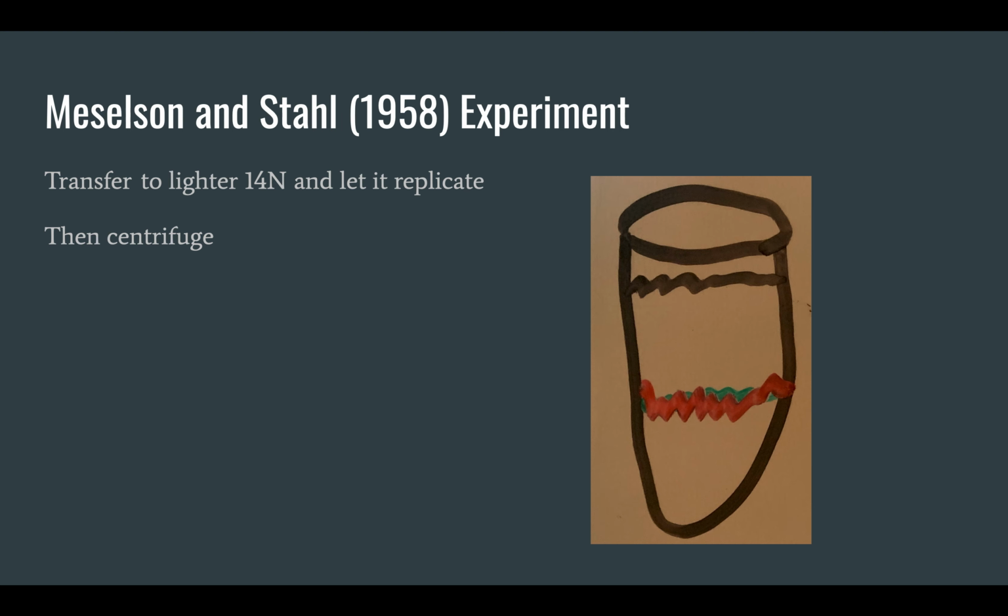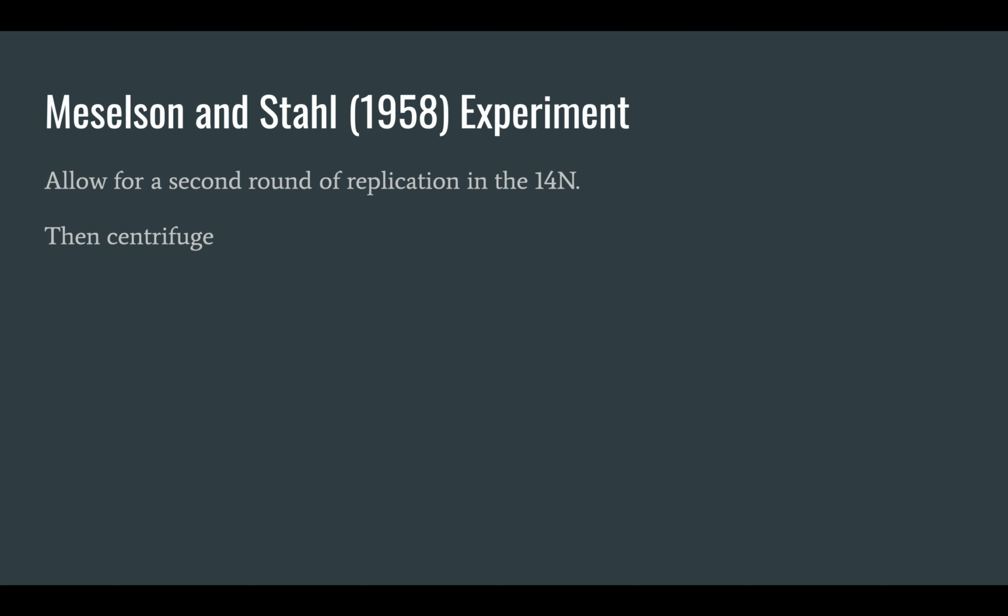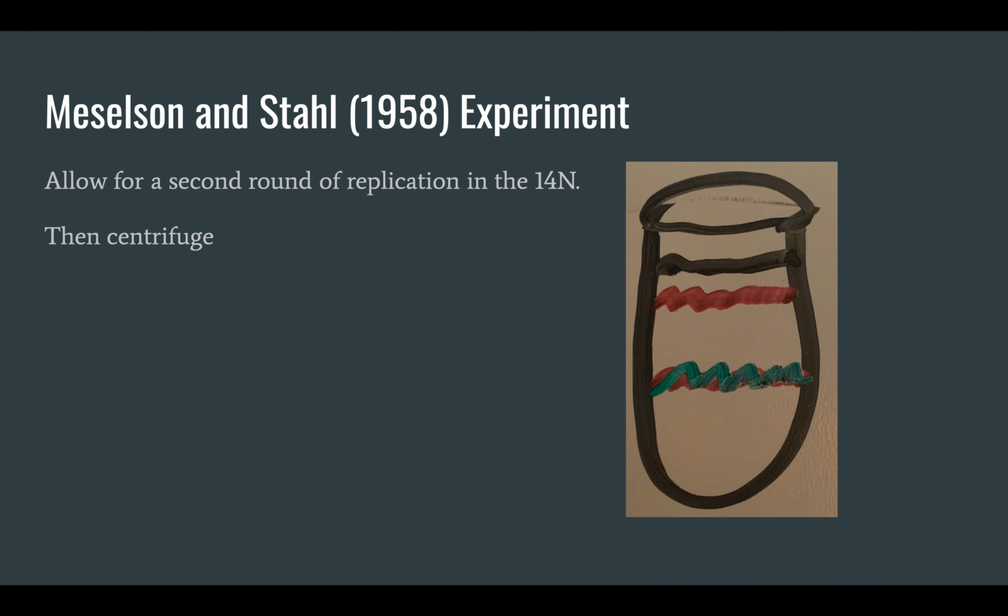This disproved the conservative model because it would be expected that you would have one strand of heavy DNA and one of the lighter DNA at the top instead of one in the middle. But they let it replicate again on the nitrogen-14 and centrifuged it and saw that they had one band in the middle and one band of the lighter DNA at the top.